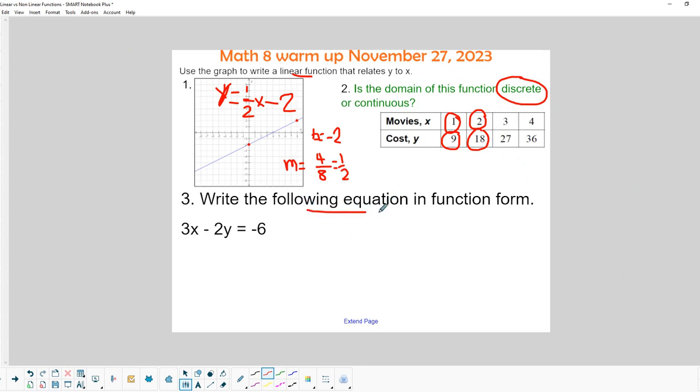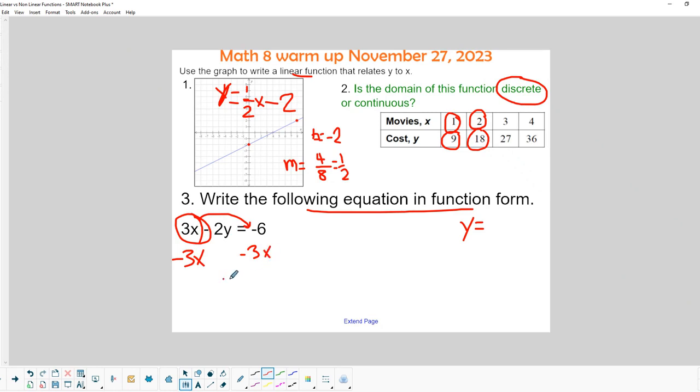Okay, write the following equation in function form. That means we're just going to solve it for y like we have done so many other times. So to solve this one for y, we're going to move 3x to the other side. That minus sign actually goes with the 2y. So that means we have to subtract 3x from both sides.